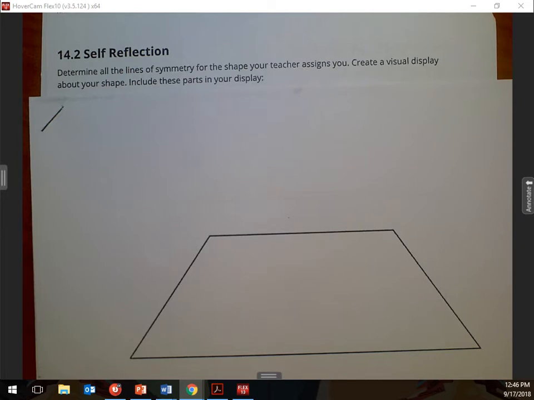So what about this guy? I never said that. Yeah, it's not symmetrical when you fold it. What about the guy? Okay, so what do you know about this?